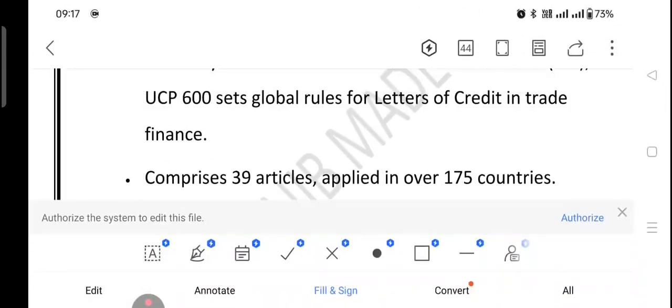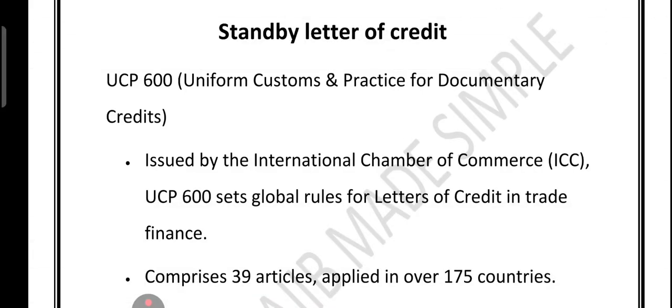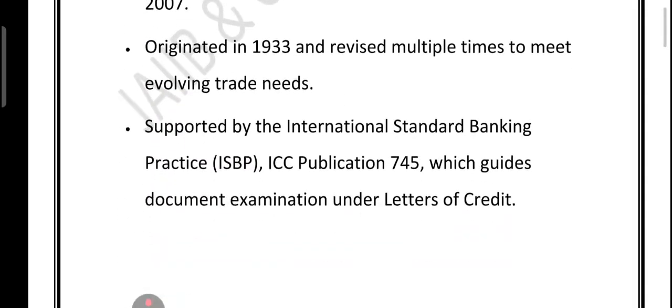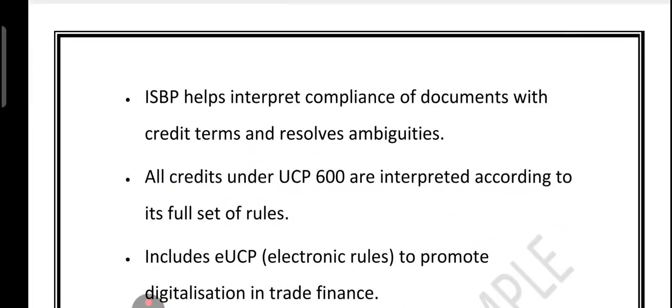So let's quickly revise what we have covered in the first slide. I told you that UCP 600 acts like a rule book for letters of credit in global trade. It was made by ICC. It has 39 articles. It is used in 175 plus countries. UCP 600 replaced UCP 500 on 1st July 2007, and it originated in the year 1933 and has been updated many times. ISBP we talked about, that is the International Standard Banking Practice, the guide for checking documents under LC. Then we discussed eUCP, the electronic UCP. This is the electronic rule for digital trade.